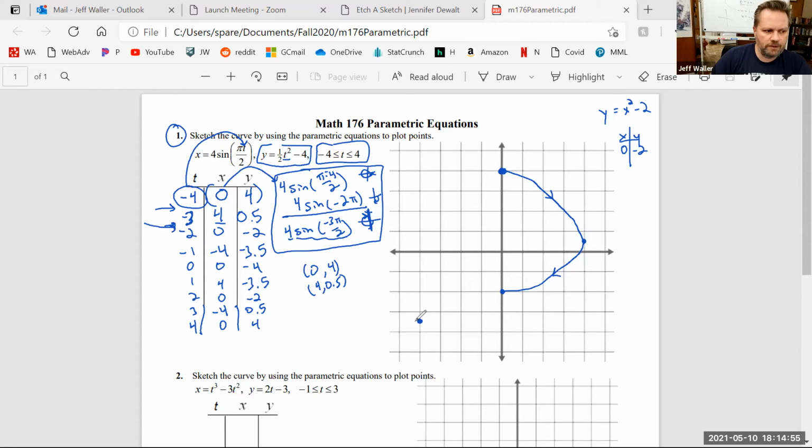0, -4. It's going to be right there. And then +4, -3.5 will be right there. So now it's going, whoa, trippy. Wow. Sorry, you can make whatever sound effects you want. So I can pretty much guess what it's going to do.